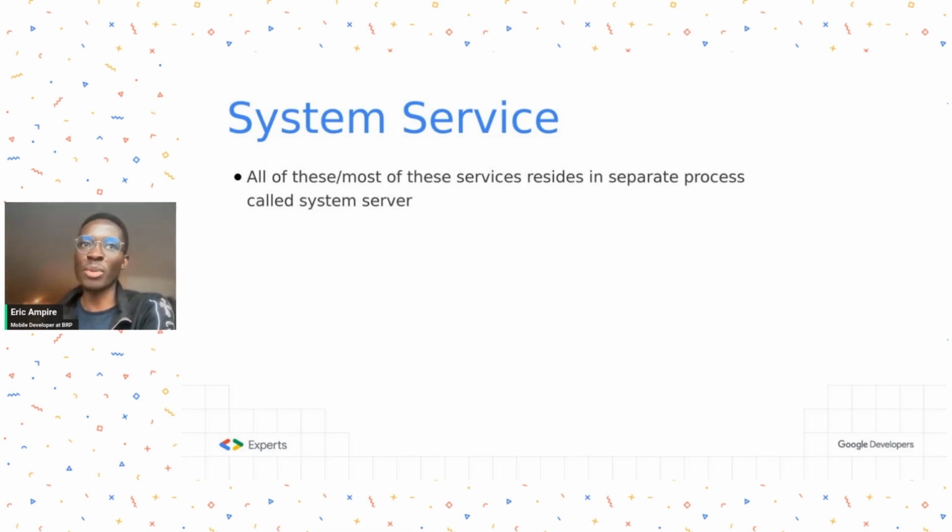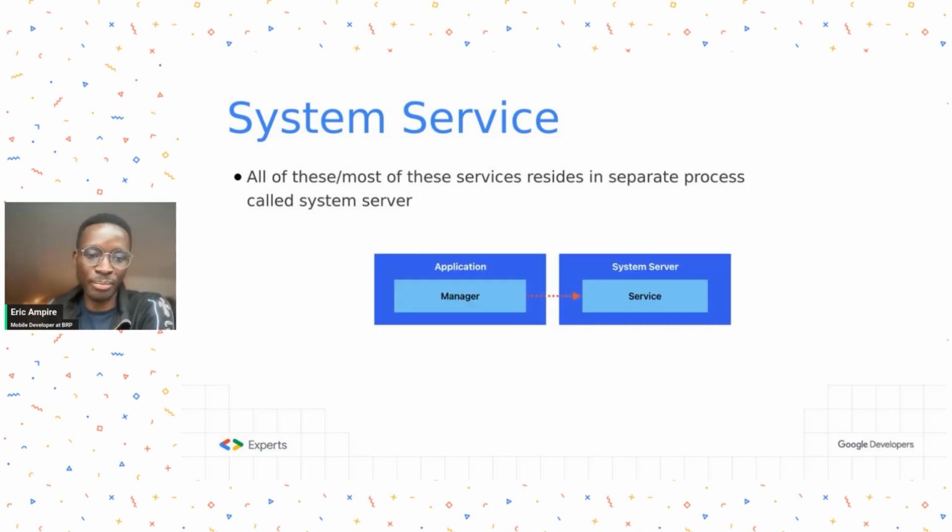A small example is the notification service. Most of the time we use the notification manager when it comes to displaying notifications to the user. But the notification service is not running inside our application process, it runs in another process. And there is a mechanism already there that allows our application to communicate with another process, such as the system server.